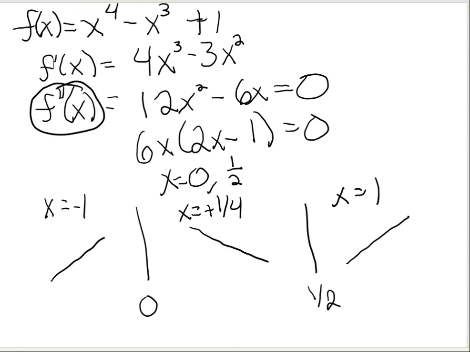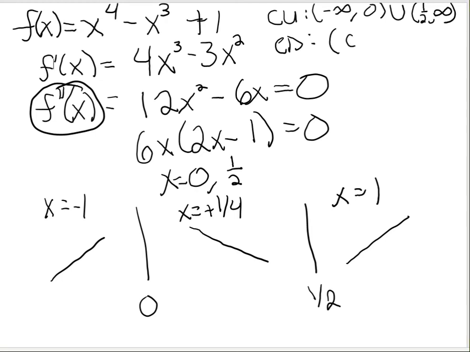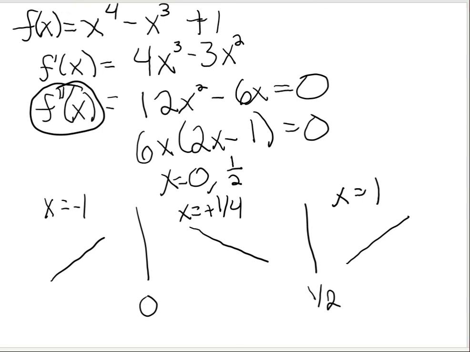So concave up, you have negative infinity to 0 and 1/2 to infinity, whereas concave down, you have 0 to 1/2. So that's an example, and in the supplemental videos on Canvas, there's a video for you to watch that is going to go through another example.